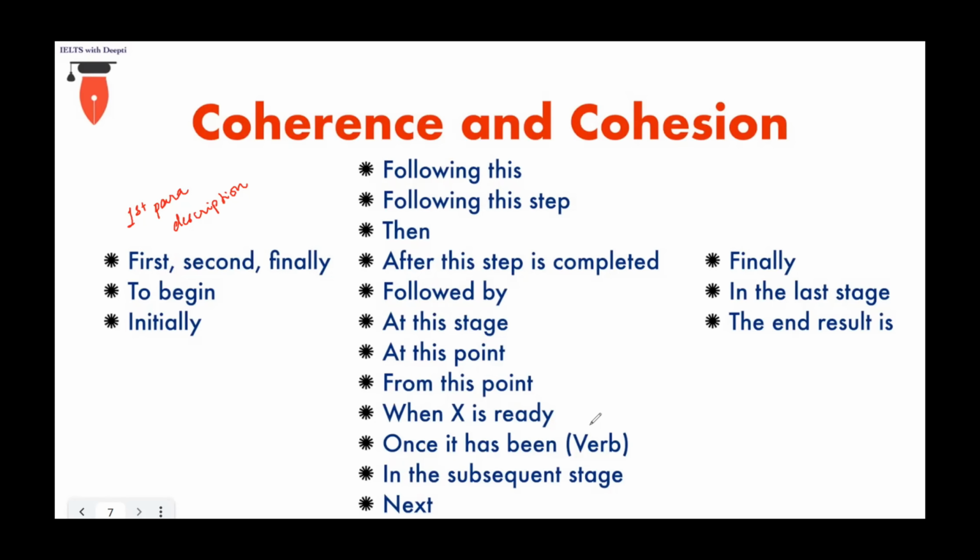Once it has been, and then you will add a verb to it. That is another way of putting the consequent steps that are coming. Okay. Then when you are supposed to terminate or write the last sentence, or when you have come to the end of the process, you can use words like finally, in the last stage, or the end result. So this is the beginning of the process, and this is the end of the process. These are a few words and phrases that you can use in order to make your whole write-up look more coherent and cohesive.